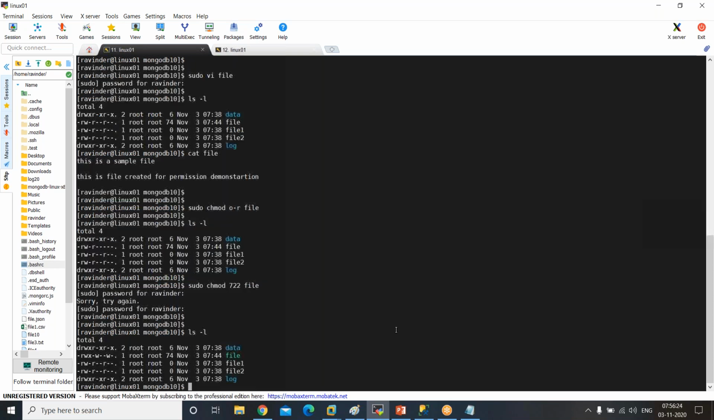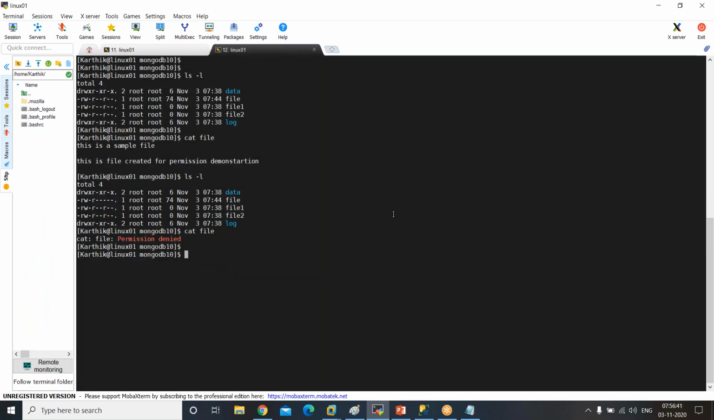Fine. If you see the file, read write execute is given to the owner first. Then for the group, the next three is the group. Write permission is given. Others, write permission is given. So with these permissions, can Karthik read the file?